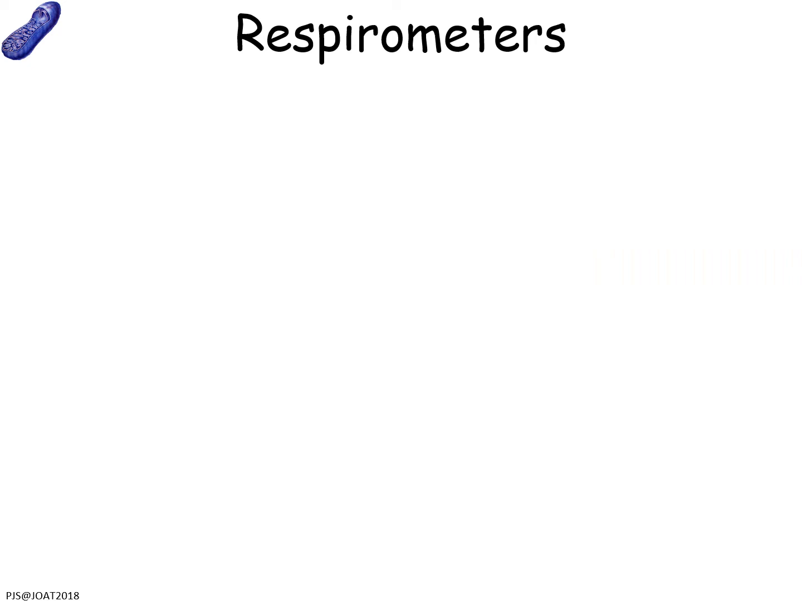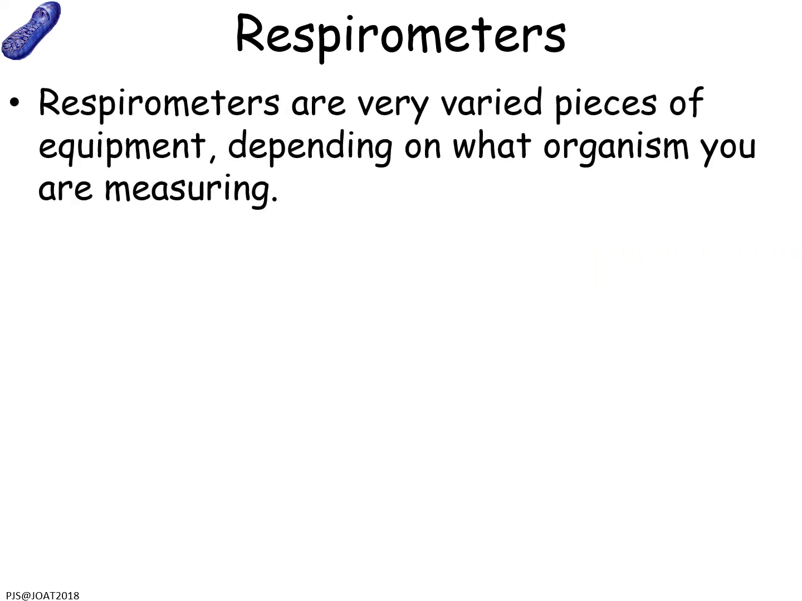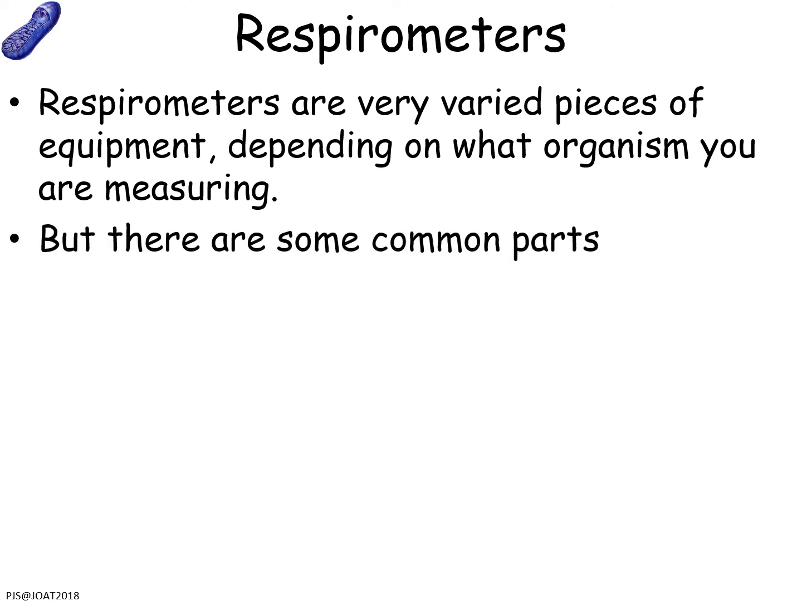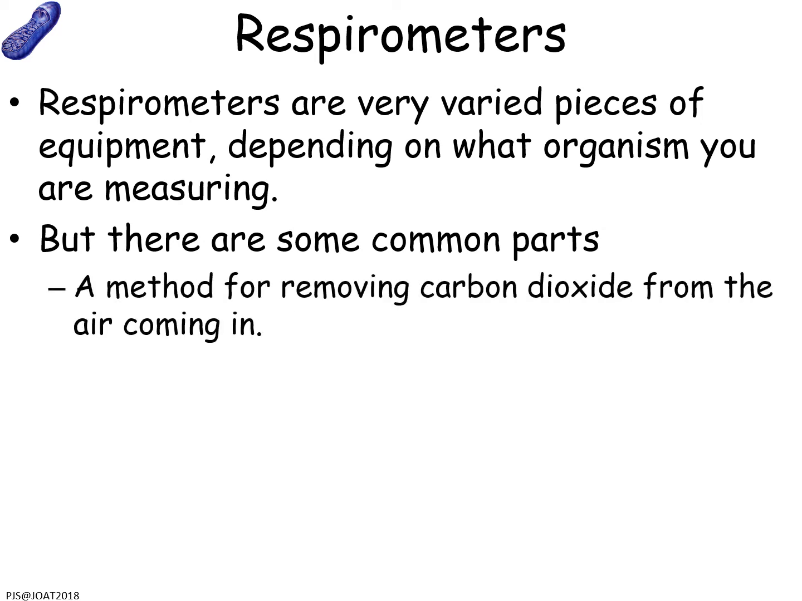There are lots and lots of different types of respirometers, and it does matter an awful lot what organism you're looking at and measuring. There are some things that are always the same though. We always have to get rid of the carbon dioxide from the air coming in. So we scrub the carbon dioxide out, so all you're getting in is oxygen. Obviously not all, you're getting roughly 20% oxygen.